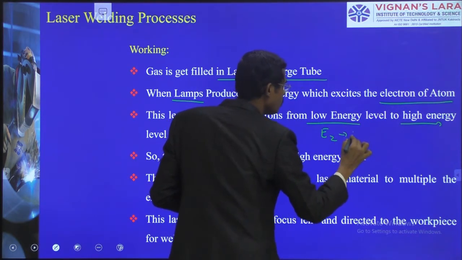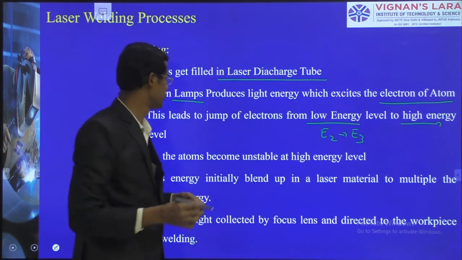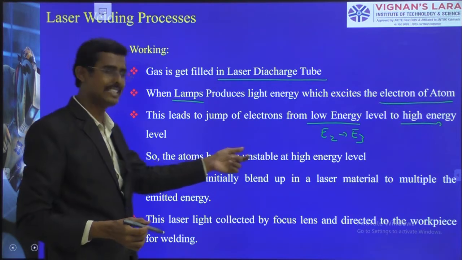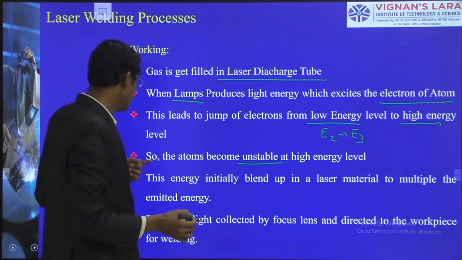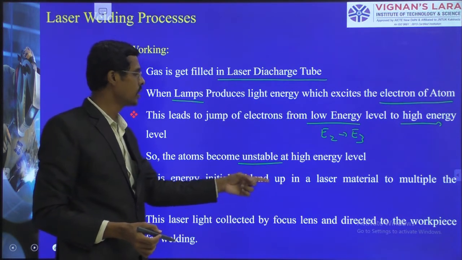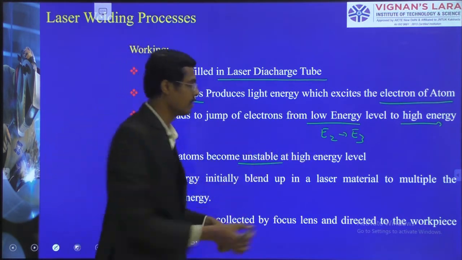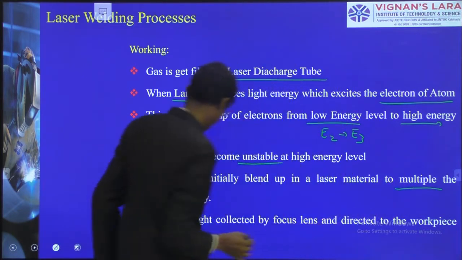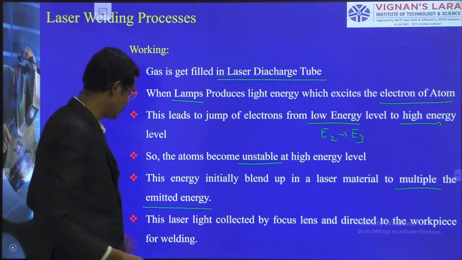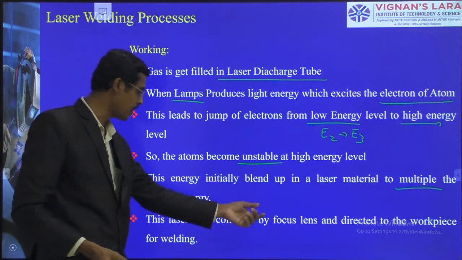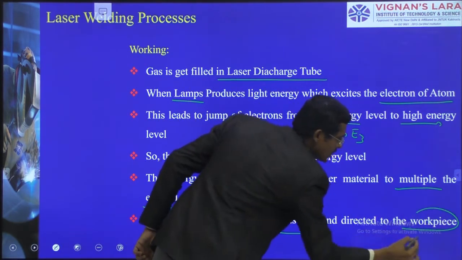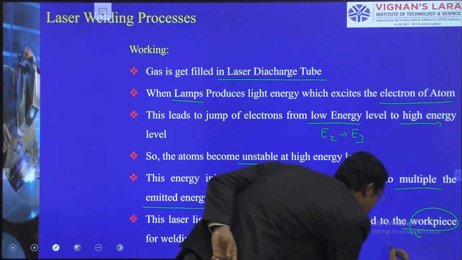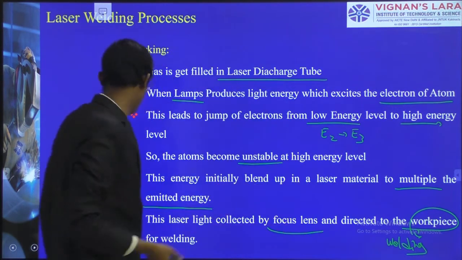It means from E2 to E3, so the atoms become unstable at a high energy level. This energy is initially built up in the laser material to multiply the emitted energy. These laser lights are collected by a focusing lens and directed to the workpieces. For which one? For welding, cutting, heat treatments, whatever it is.